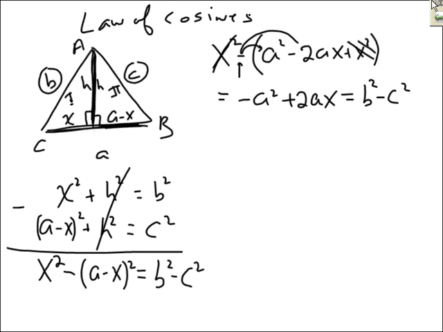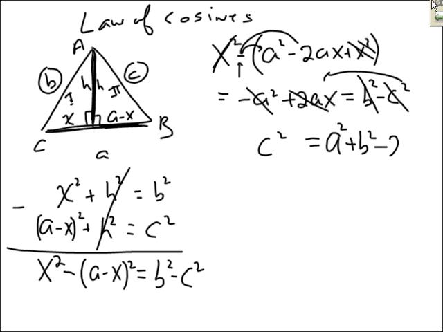Okay, so I want to get c squared alone. I'm going to bring the c squared over to the left side, and everything goes to the right side. So I dealt with the c squared. I'll deal with the a squared now. When I bring it over to the right side, it becomes plus a squared. The b squared stays as plus b squared, and the 2ax comes over as minus 2ax. Now, I'm 90% done. I want to know what x is.